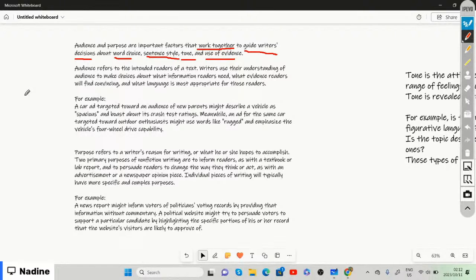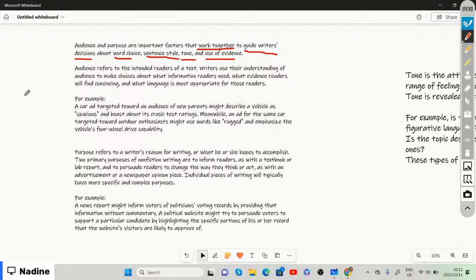ad or brand, but if your intended audience are new parents, then they will specifically look at something spacious, something with crash test ratings, anything that is spacious as well as safe and reliable. Whereas we can then use the very same car, and if somebody is more into outdoor activities, then the style or the tone of writing might change.